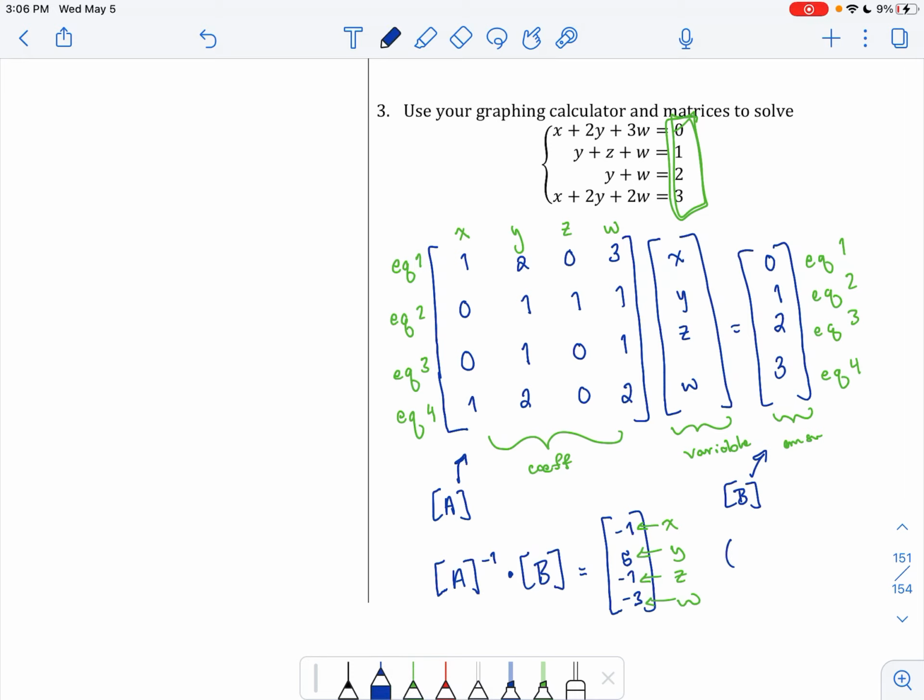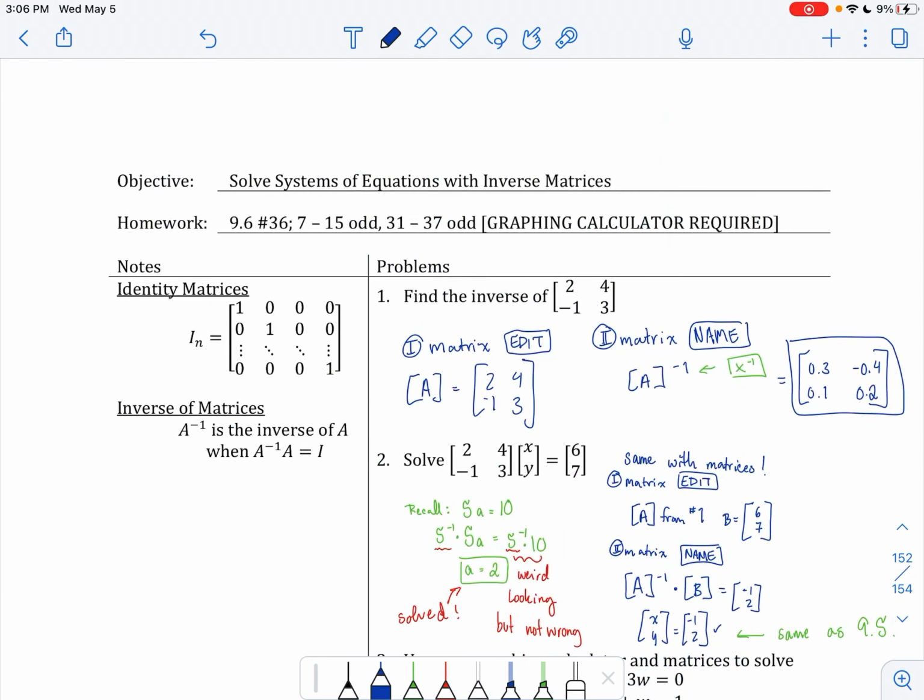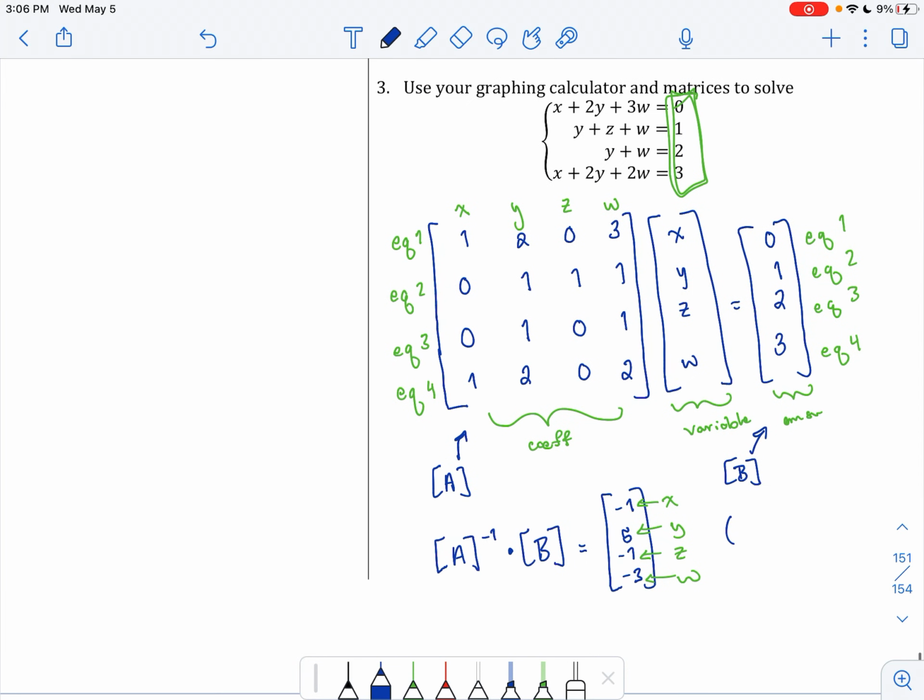Now, the way that this might be written in the back of the book will be still in alphabetical order, so the W is going to come first. So we get -3, then -1 for x, 5, -1. So either of these ways could be written for your answer. Again, use your calculator. If you're not sure how to use your calculator, please set up a Zoom with me, and I'd be happy to work your way through before your quiz on Friday.